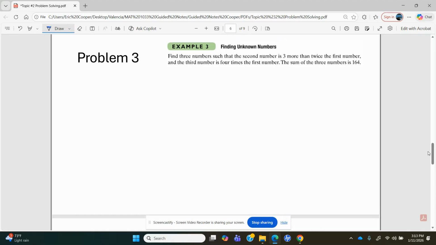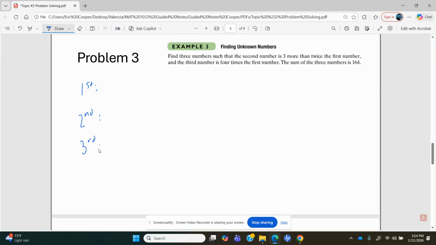Here again, we're trying to find 3 numbers such that the second number is 3 more than twice the first number, and the third number is 4 times the first number. And the only other thing it tells us is that the sum of all 3 numbers combined is 164. So we're trying to find 3 numbers. We'll call it the first number, the second number, and let's call it the third number.